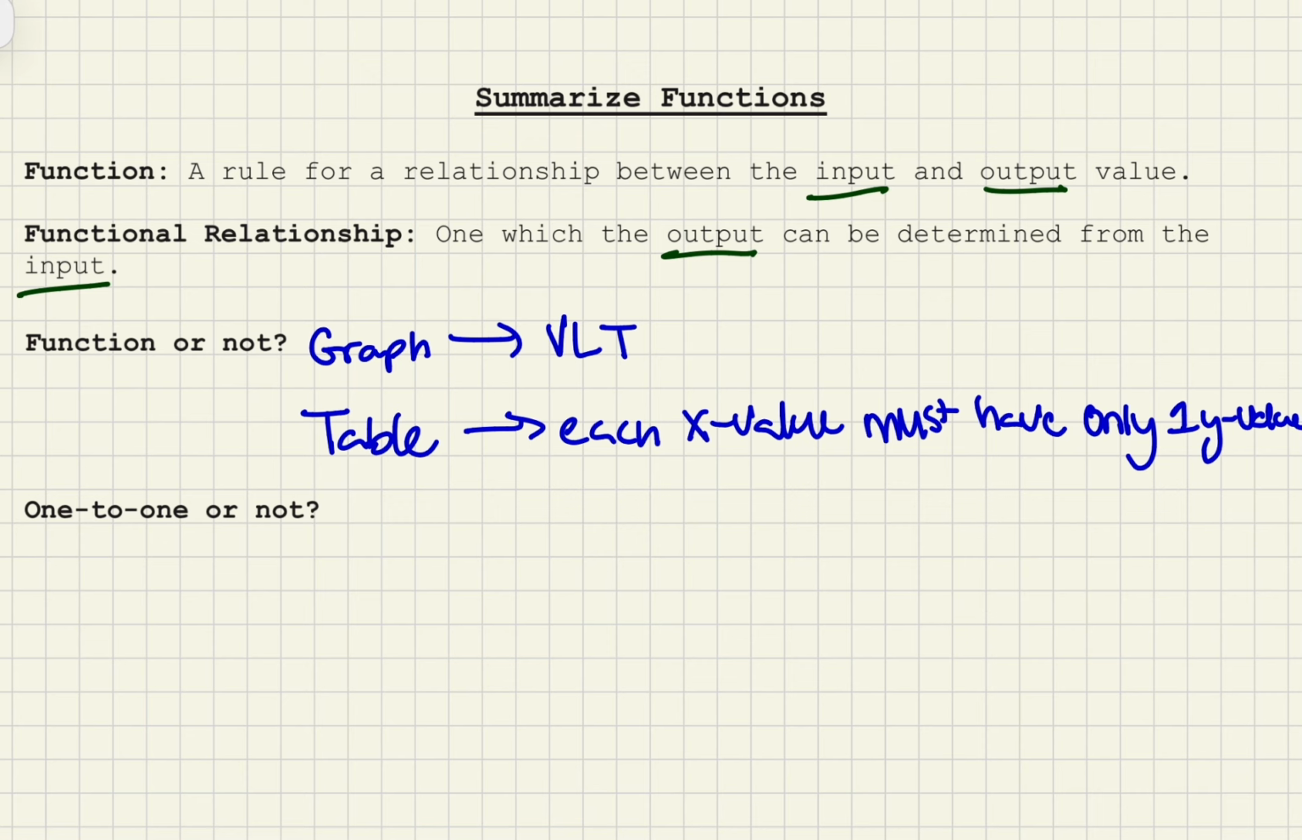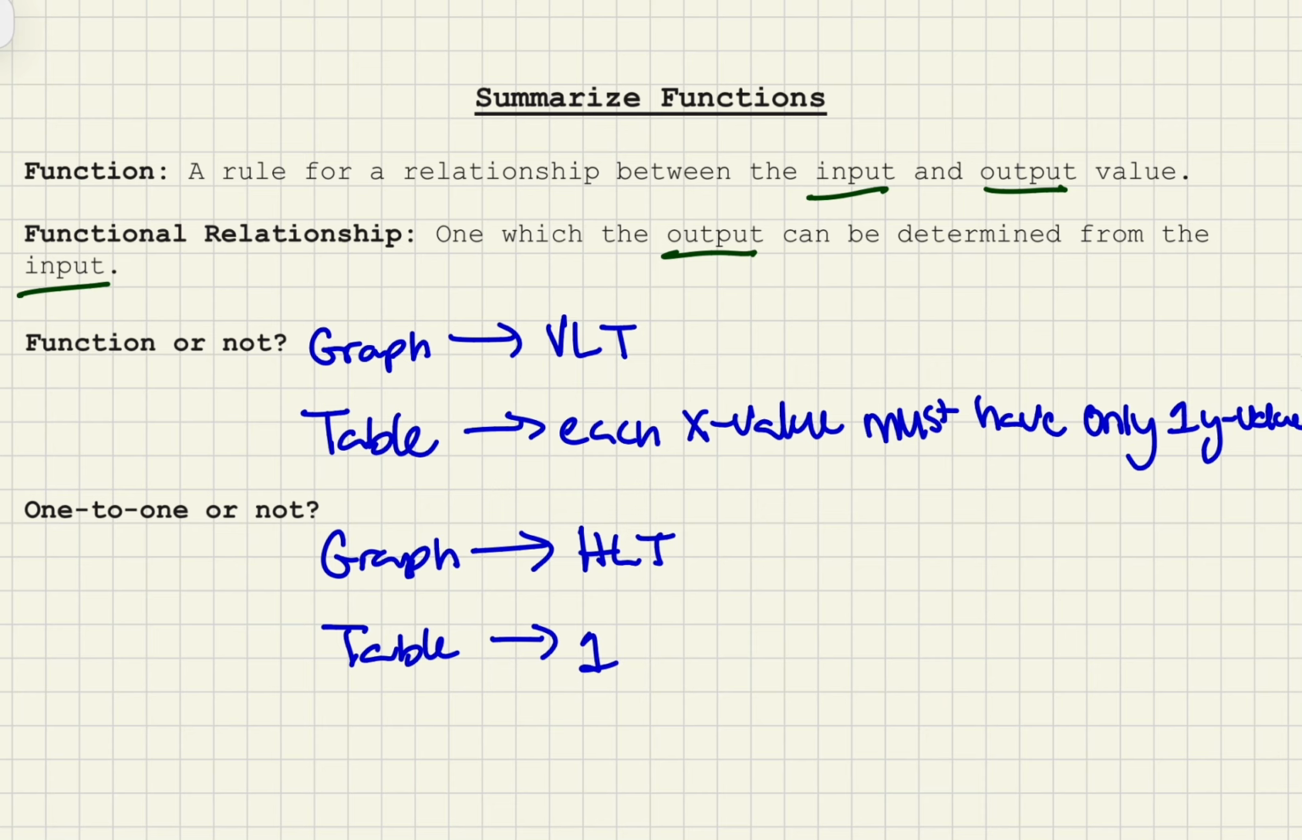And then after verifying that the relation on the graph is a function, we can then move on to determine if the function is one-to-one or not. And remember, for a graph, we perform the horizontal line test. But for a table, we just make sure that every x has one y value.